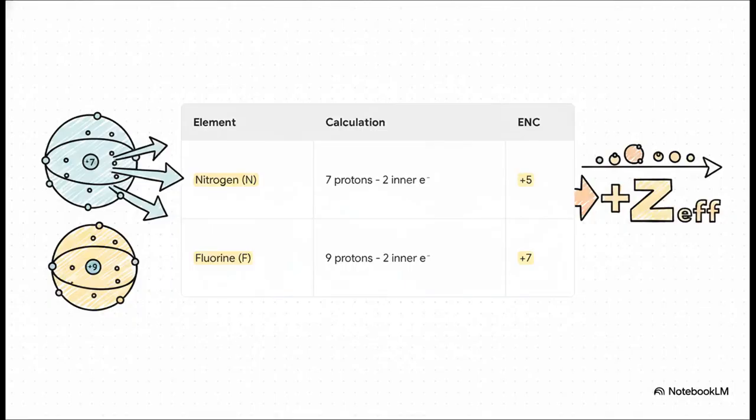Look at nitrogen and fluorine. They're both in period 2. They each have 2 inner electrons doing the shielding. But nitrogen has 7 protons, giving it an effective charge of +5. Fluorine, though, has 9 protons, so its effective nuclear charge is a much stronger +7. You can feel that pull getting stronger and stronger as you move to the right.